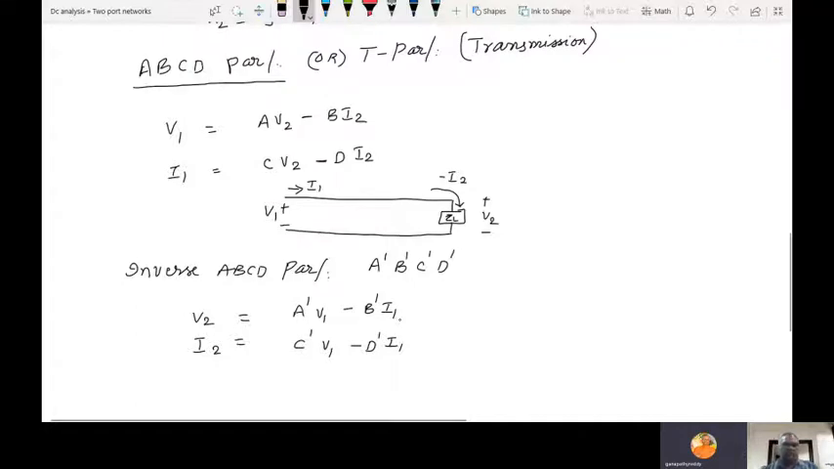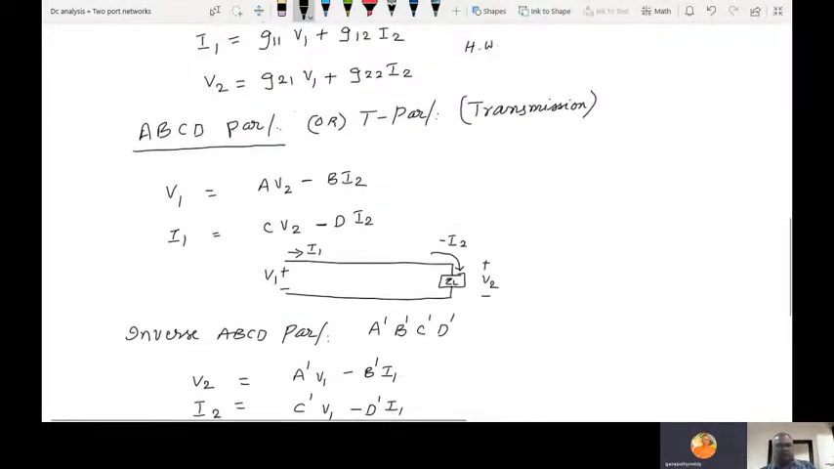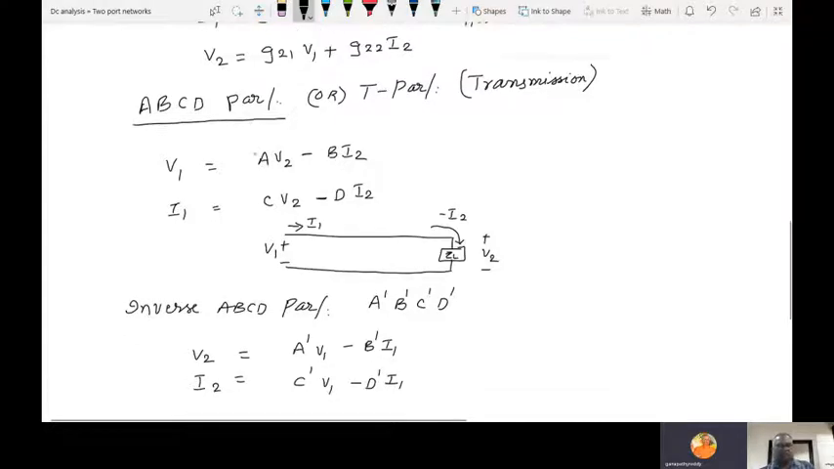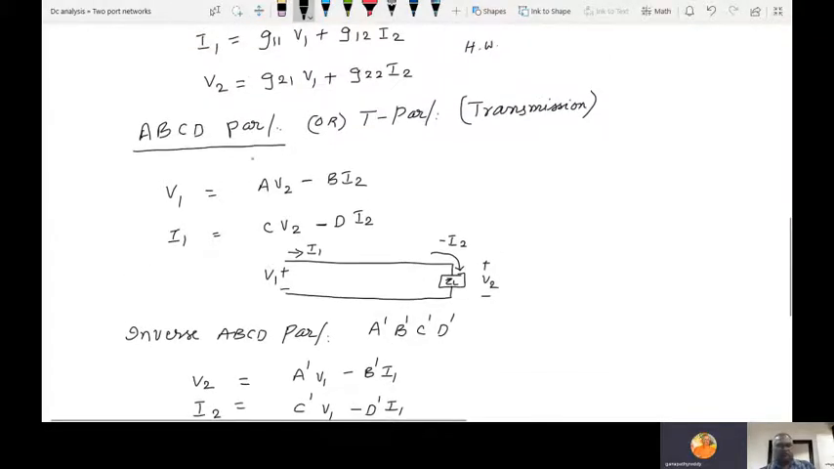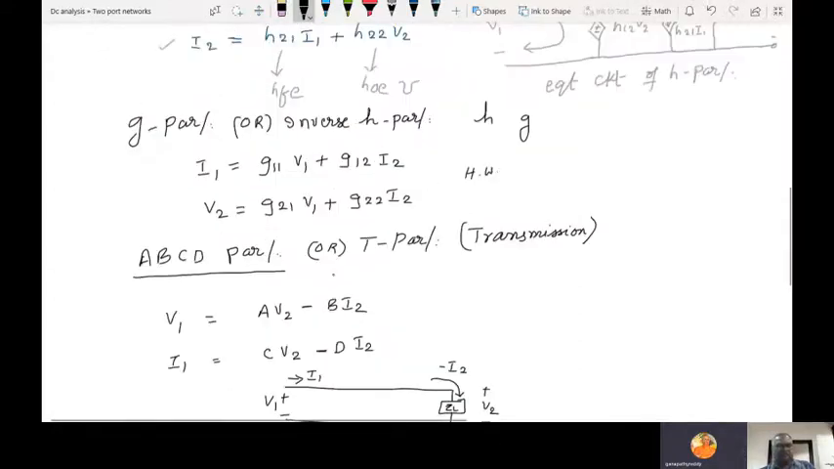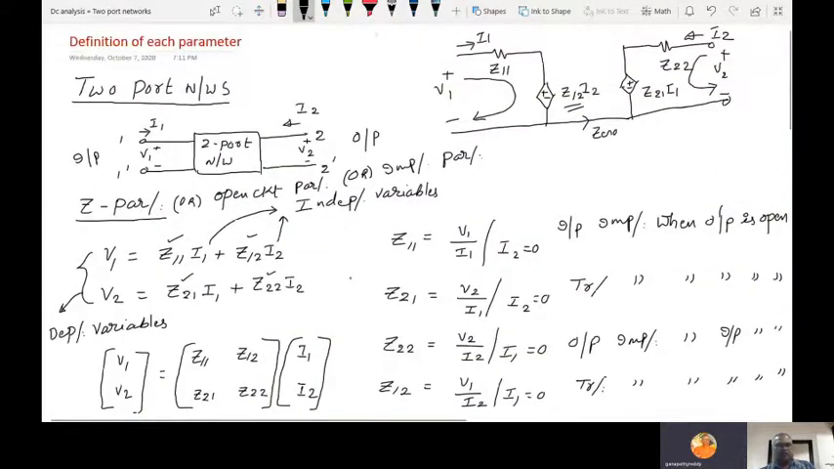There is no equivalent circuit for ABCD and inverse ABCD. It is not possible to draw an equivalent circuit for ABCD as well as inverse ABCD. So in total we have 6 parameters. There are 4 variables: V1, I1, V2, I2. From these 4, in how many ways can we select 2? 4C2 is equal to 6. Six combinations, so a total of 6 parameters will come.